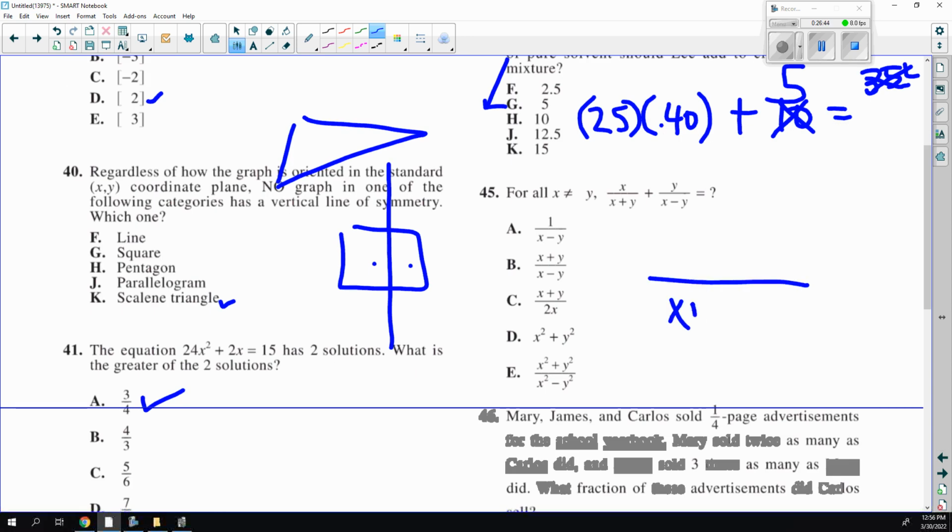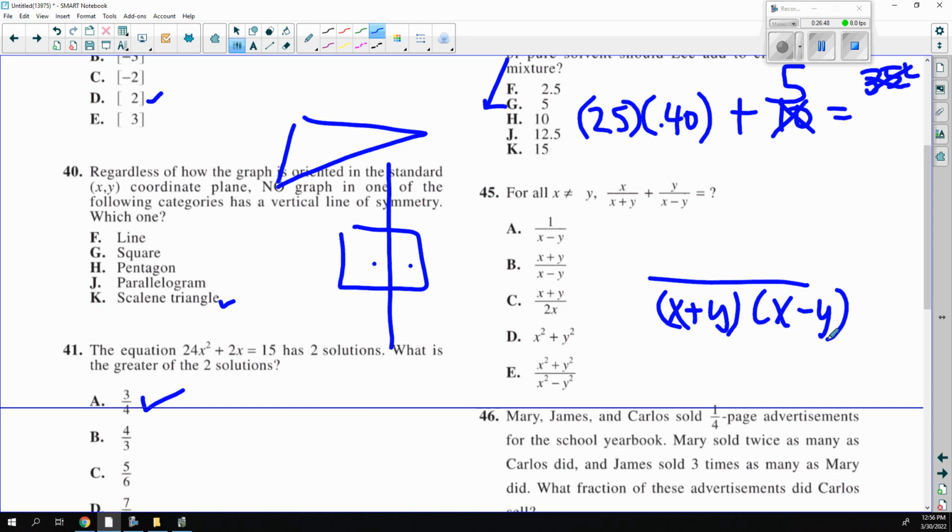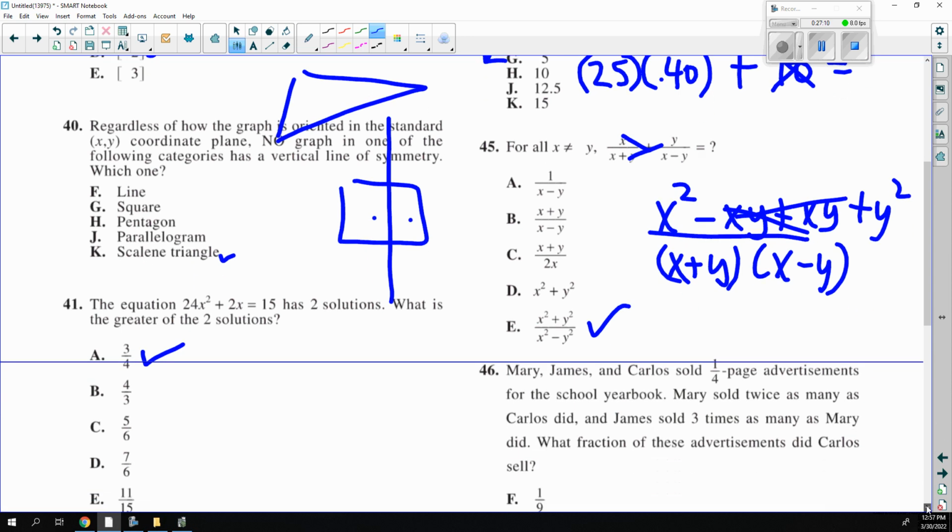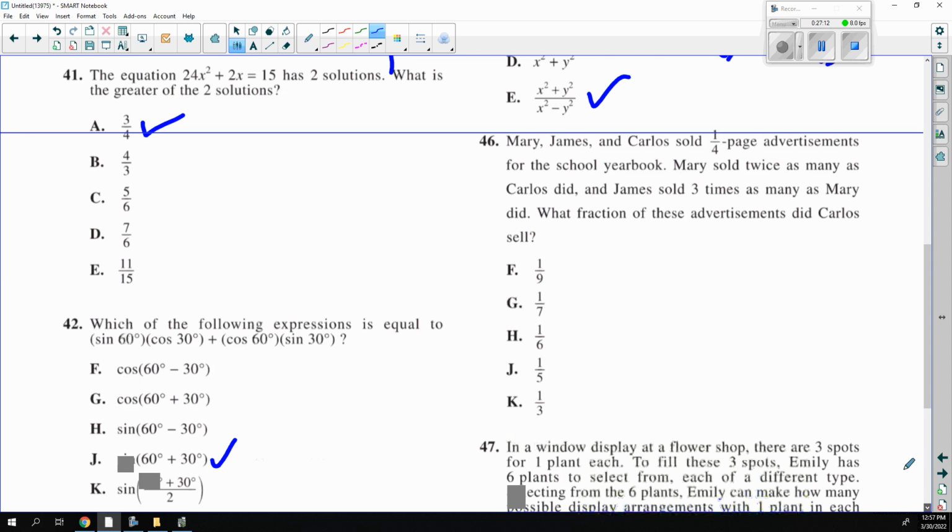Killer cross. Common denominator is x plus y, x minus y. And you should get, when you cross, x squared minus xy plus xy plus y squared. And those cancel. And you end up with x squared plus y squared over the difference of two squares. When you FOIL this, you get x squared minus y squared. Don't worry about the quarter page.